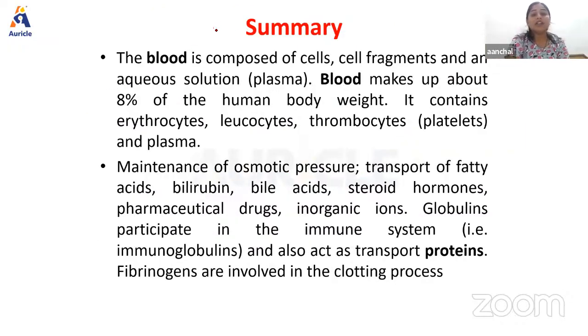Now, finally, we have the summary. Blood is composed of cells, cell fragments, and an aqueous solution. Blood makes up about 8% of human body weight. It contains erythrocytes, leukocytes, thrombocytes, and plasma. Plasma proteins maintain osmotic pressure and transport fatty acids, bilirubin, bile acids, steroids, hormones, pharmaceutical drugs, and inorganic ions. Globulins participate in the immune system, that is immunoglobulins, and also act as transport proteins, and fibrinogen is involved in the clotting process.